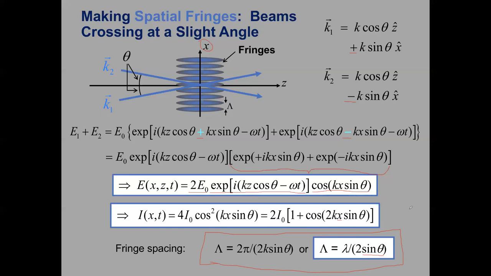So the last thing I want to talk about is how we modify the Michelson interferometer to get these spatial fringes, which is actually what Michelson and Morley did. They wanted to see fringes like this because it's easier to see how something like this changes rather than one bright spot or one dark spot.